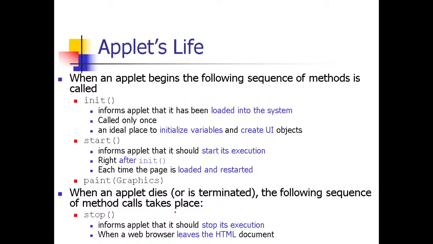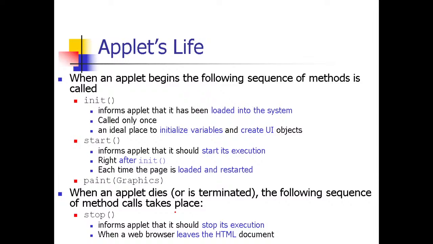So first of all, the applet lifecycle. First is init. It informs the applet that it has been loaded into the system. The init method of our applet class is called only once, as soon as your applet is initialized. It is an ideal place to initialize variables and create UI objects. If you want to create or initialize any variables, you have to do it in this init method. In an application, we do this job in the constructors.